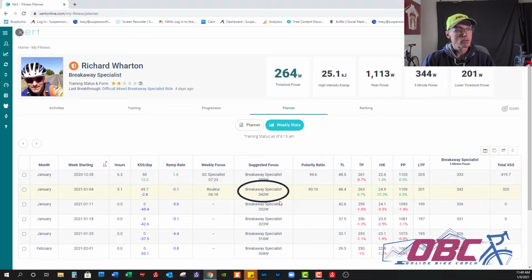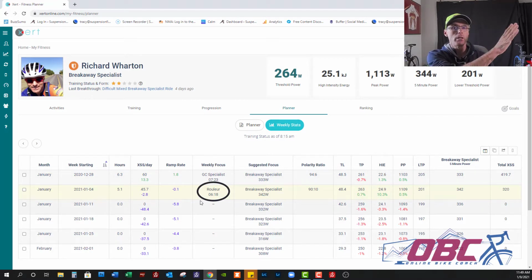And once again, we look that the suggested focus is breakaway specialist, which is between 4.5 and 5.5 minutes. Yesterday, my polarity ratio was at 86:14. And now that I did the endurance ride yesterday, it's at 90:10. I like that ratio, but the weekly focus that I currently am at is outside and beyond my suggested focus.